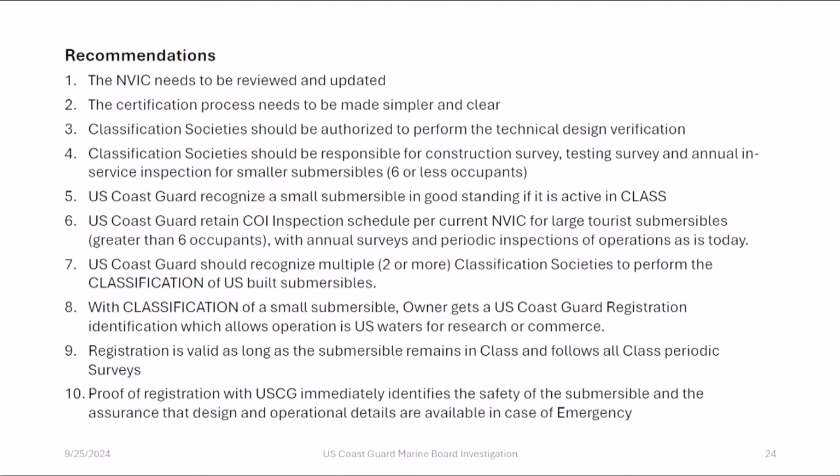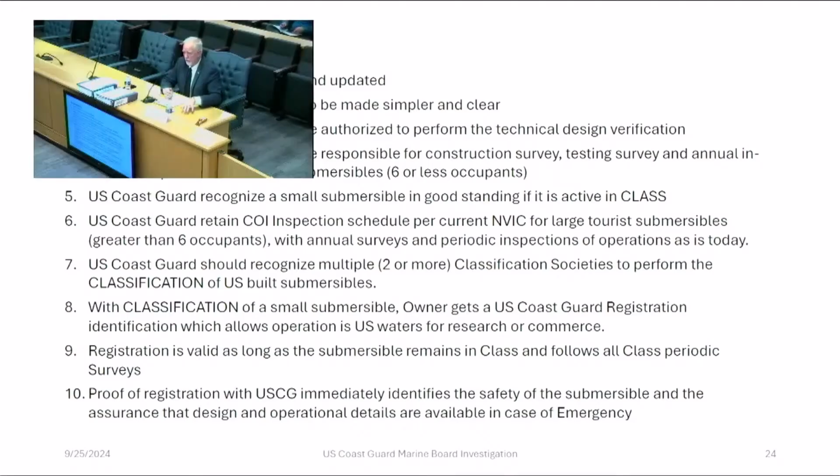For large tourist submersibles, we need to retain the certificate of inspection schedule per the current NVIC, which is greater than 6 occupants, with annual surveys and periodic inspections of operations as it is today. This is working. We don't need to change it. The U.S. Coast Guard should recognize multiple classification societies to perform classification of U.S.-built submersibles. That's really important. The U.S. Coast Guard cannot create a monopoly for the verification of submersibles. But it's all part of IACS.